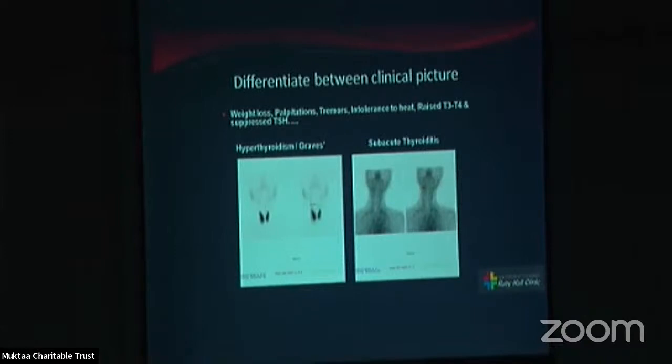But remember, there is no biochemical or clinical way to assess whether it is hyperthyroidism or thyroiditis. This typically comes after any sore throat. You ask the patient, "Was there any pain?" "Yes, it was painful last week. The thyroid was painful this week."